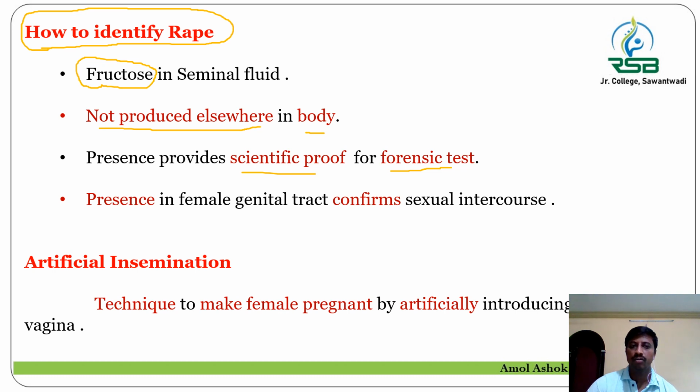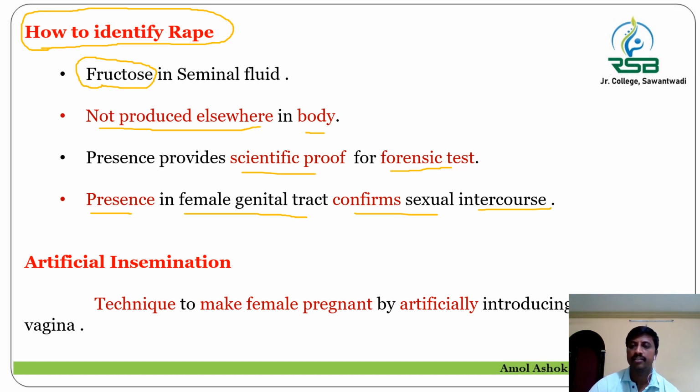So the presence of fructose in the female genital tract confirms sexual intercourse, which may be accidental cases or rape cases. So identification of fructose in the female genital tract confirms sexual intercourse. So it is about the identification of rape by the clinical method.